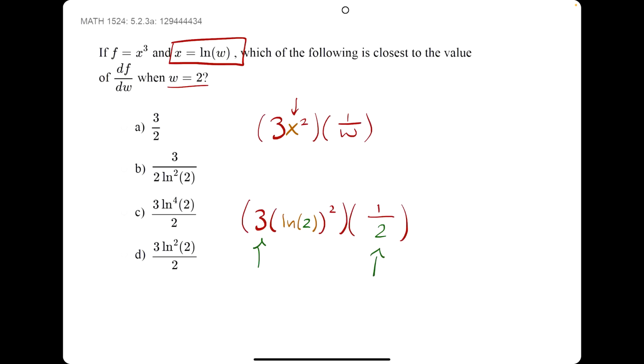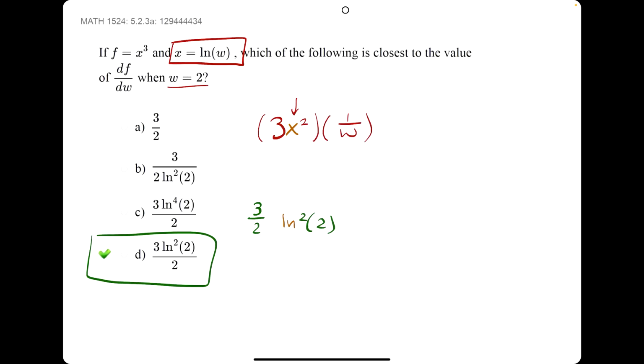3 times 1/2 is just 3/2. And then if we have ln of 2 all squared, we can just rewrite that as ln squared of 2. And so really all they've done is put the 3 up top, 2 on the bottom, and left the ln squared of 2 on top. And we're done.